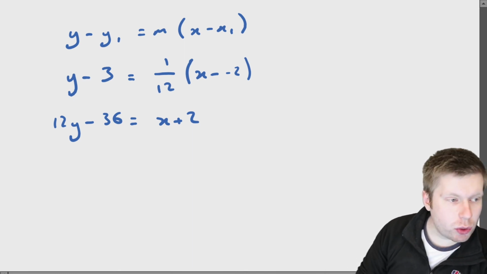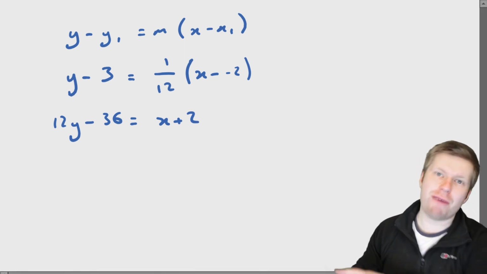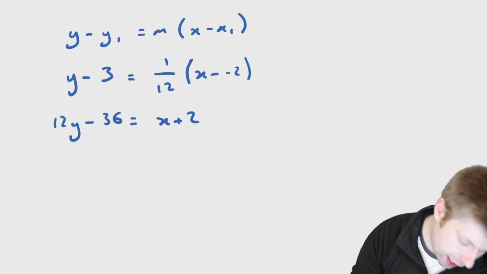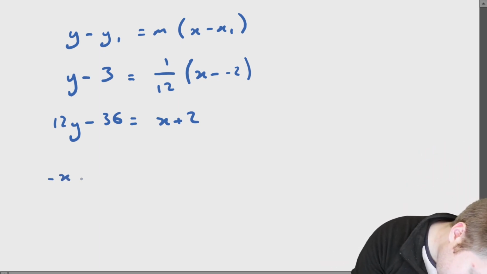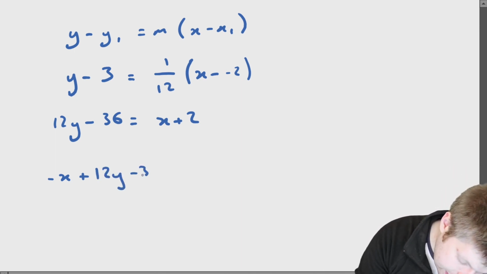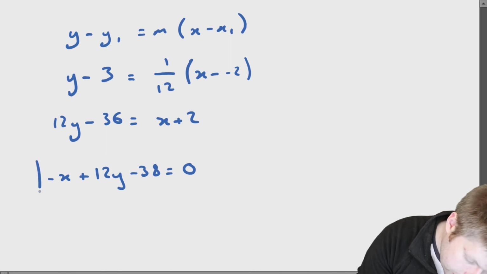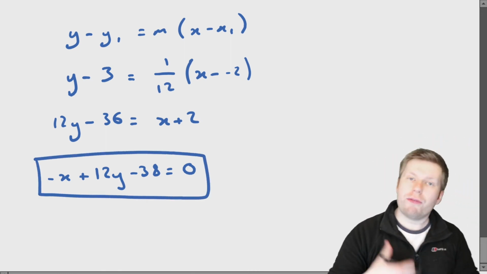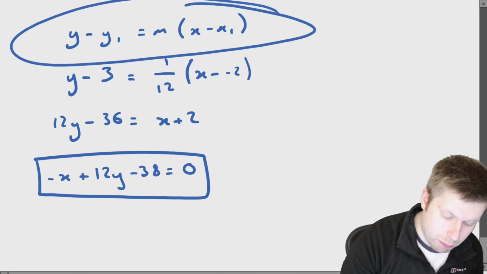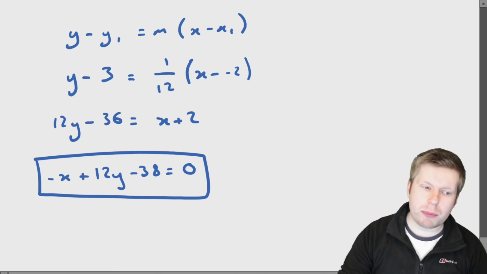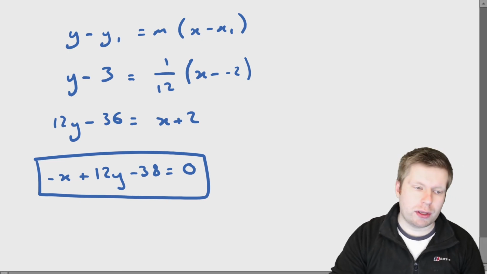So now all I need to do is just rewrite this so I get given it with everything equal to 0 and they're all integers. So if I take away x from both sides, I end up with negative x plus 12y, and then again, if I take away 2 from both sides, I get negative 38 equals 0. So you see how quick and easy it is to get given it in general form if I use this y minus y1 equals m times x minus x1. But you still would have got there, by the way, using y equals mx plus c, just would have been a bit more of a hassle with rearranging.